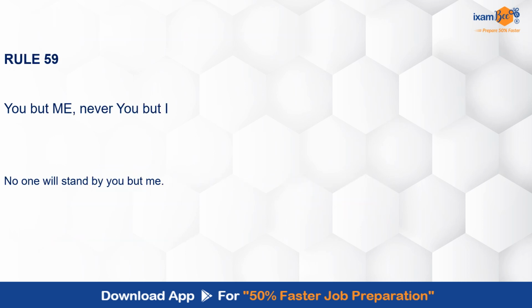Now next rule says that whenever you are using me with you but, then you always have to use me, never you but I, right? The usage should be in this form: no one will stand by you but me, right? So this means that I will stand by you, no one else will. So in this particular case, we always use you but me.